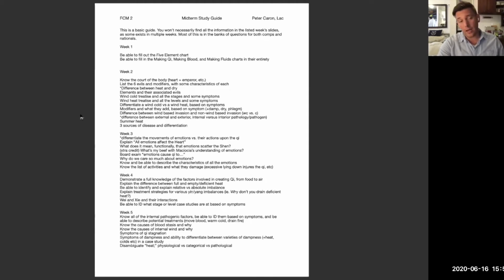So you can have internal dampness that manifests on the skin as eczema. It's manifesting on the exterior, but it's an internal pathogen because it was generated internally. Whereas getting a wind cold invasion is an external pathogen that manifests on the exterior, unless it lasts a long time and goes into, say, the Tai Yin, and then it's an exterior pathogen on the interior.